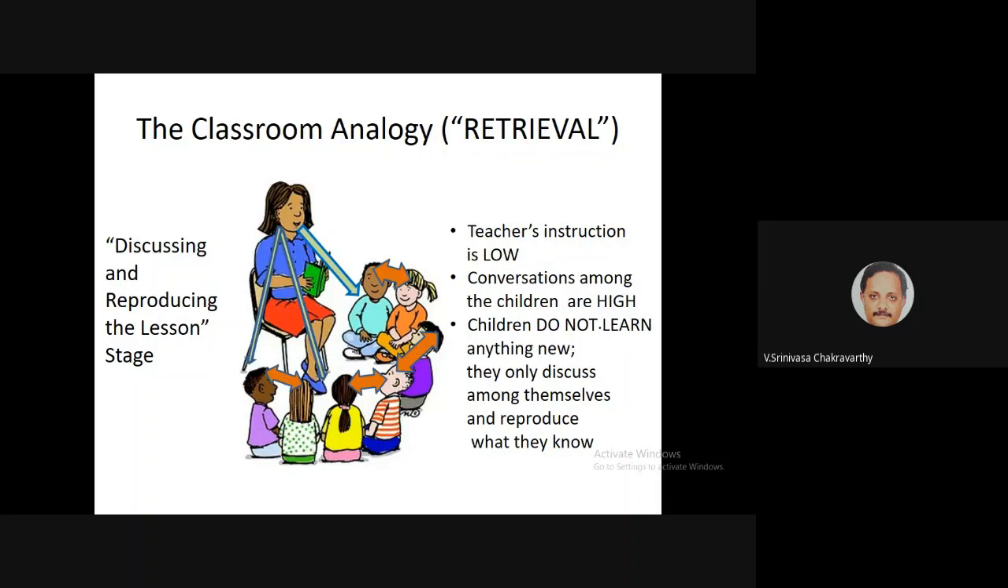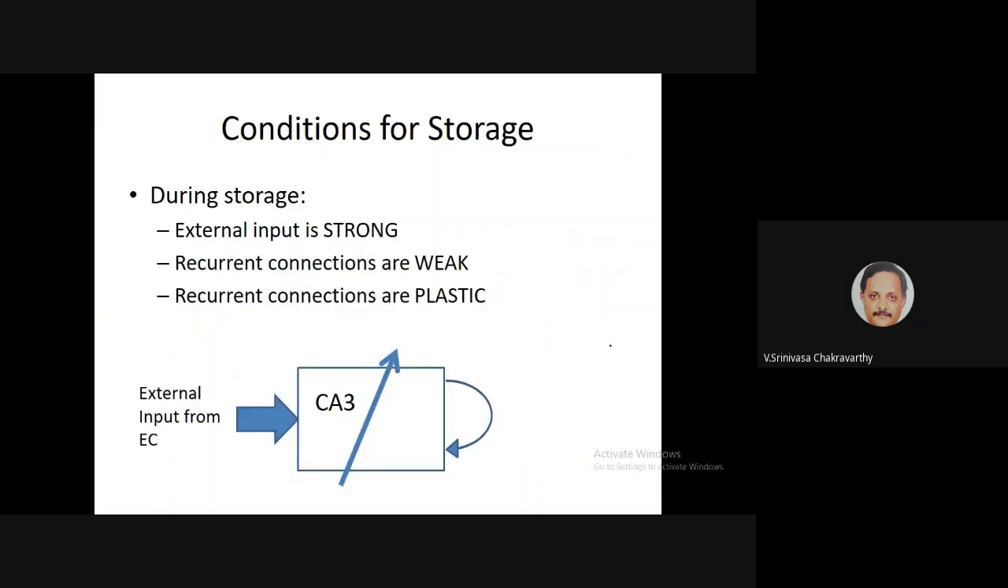In the retrieval case, teacher is only asking a question, then kids are discussing among themselves and respond to the question. So in this case, teacher's instruction is low. That means because teacher just asks a question and keeps quiet, right? She doesn't keep on talking. Kids now discuss among themselves, discuss that question and try to respond, right? So therefore, their connection should be high, and so B is high. And there's nothing new to learn, just recalling what they already have, right? So C is low. So this is just an analogy for the two modes that we talked about.